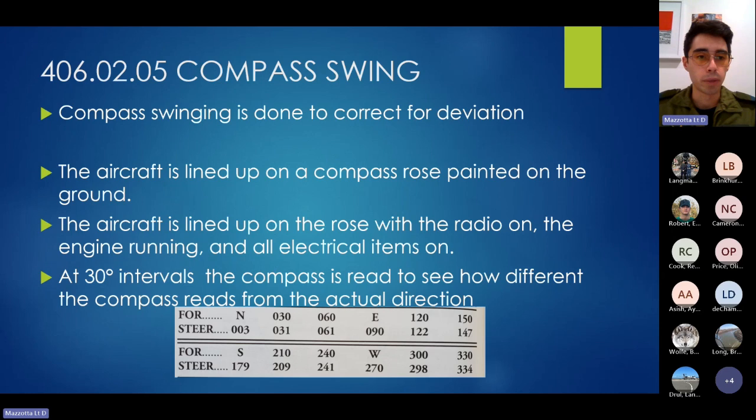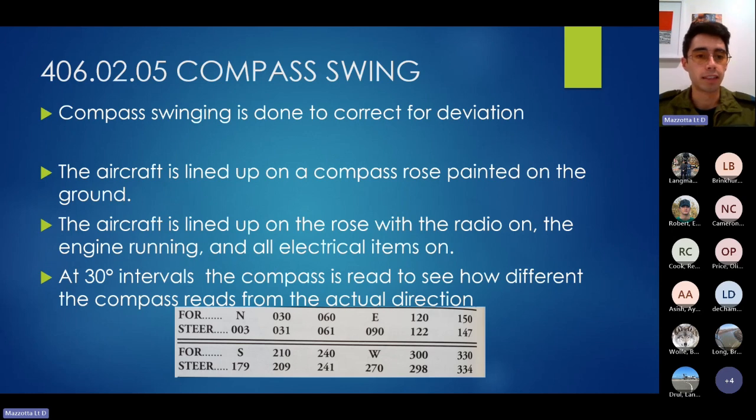So basically what's going to happen is they're going to, let's say, move the aircraft from 000, so directly north, to 030 on the compass rose on the ground. And then they're going to see what the compass is reading and how it differs from the compass rose on the ground. And then what you see there is what they're going to put in the compass card.